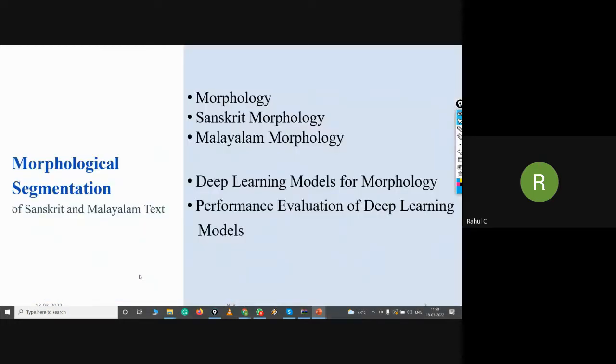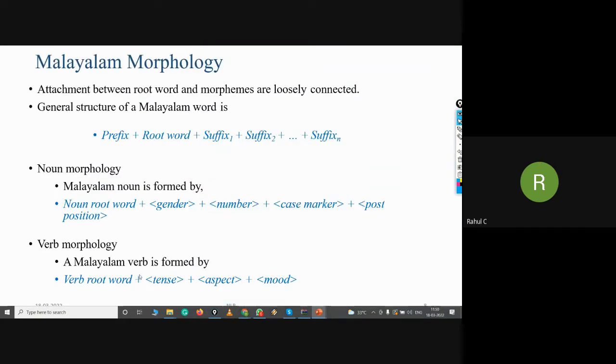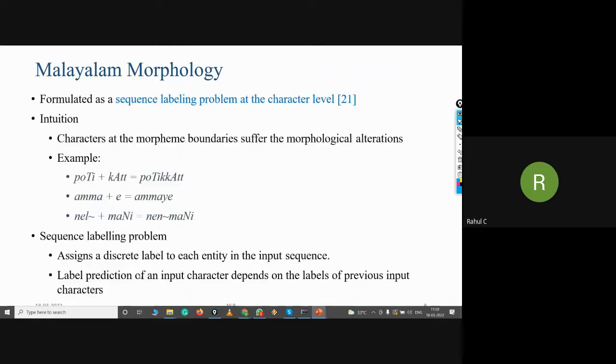Okay, then morphology, I already discussed. Morphology means you have to apply morphology in both the source and target language. According to your language features, you have to identify the morphology. Here it is Malayalam morphology, so you have to identify the different types of morphological rules available in the Malayalam language and do the morphological process. So according to your language, you have to define the morphological terms.